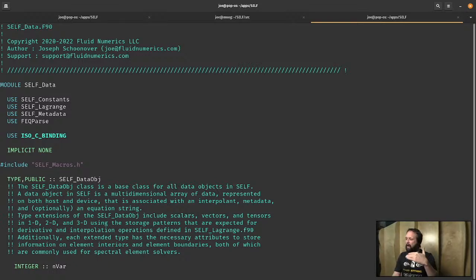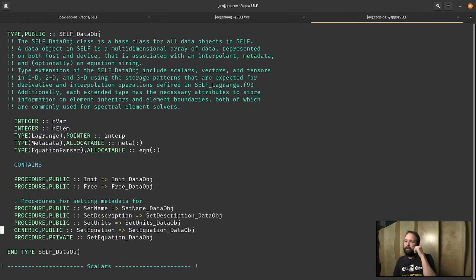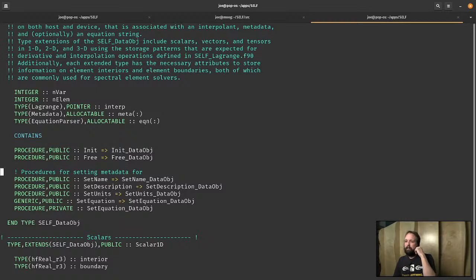And so down at the bottom end of this is the interpolants in this self-data. So you see every data object in here has an attribute for the number of variables, the number of elements. You've got an interpolant that's associated with it, and it's a pointer so that you don't have to keep reallocating an interpolant. I'll show you in one of the main programs we have for testing how that comes together.